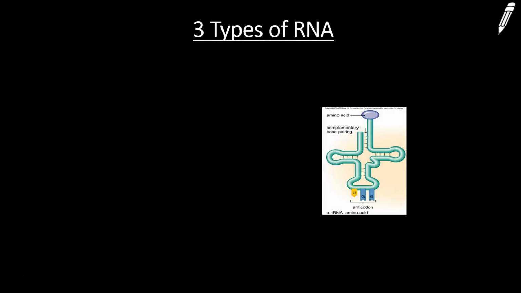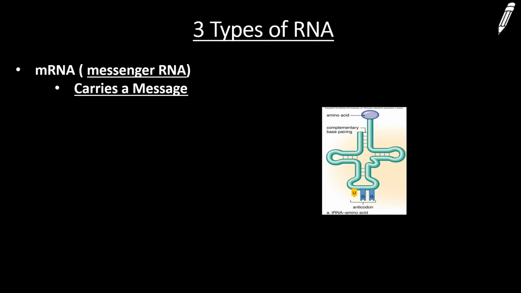Okay, let's go over the 3 types of RNA. The first one is going to be messenger RNA. And the great thing about these different types of RNA is their job, or their function, is right in their name. So mRNA is actually going to be used to carry a message. And next week we'll go over what that message is and why that's important.